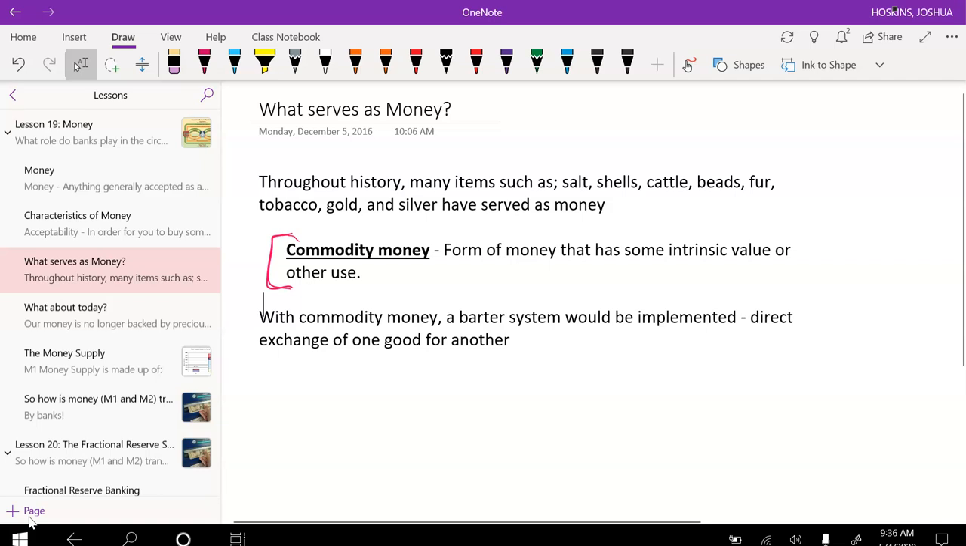So throughout history, things like salt, shells, cattle, beads, furs, those were all used as currencies. But those were considered commodity monies because they had some sort of intrinsic value, right? You could cure meat with salt, you could eat the cattle, you could make something out of the beads, you could make a sweater out of the fur, you could smoke the tobacco, all of that stuff.